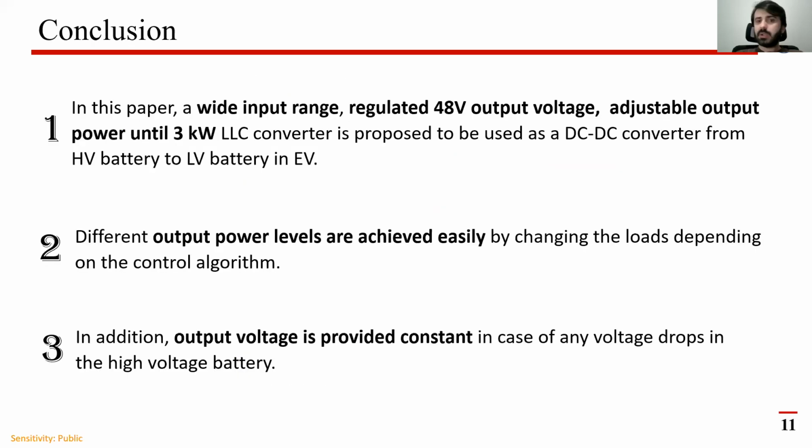In this paper, a wide input range, regulated 48 volt output voltage, adjustable output power up to 3 kilowatt LC converter is proposed to be used as a DC to DC converter from high voltage battery to low voltage battery in electric vehicles. Different output levels are achieved easily by changing the load depending on the control algorithm. In addition, output voltage is provided constant in case of any voltage drops in the high voltage battery.